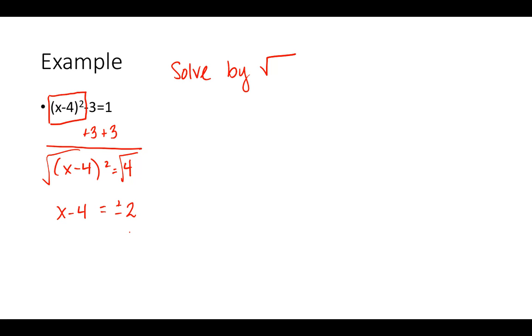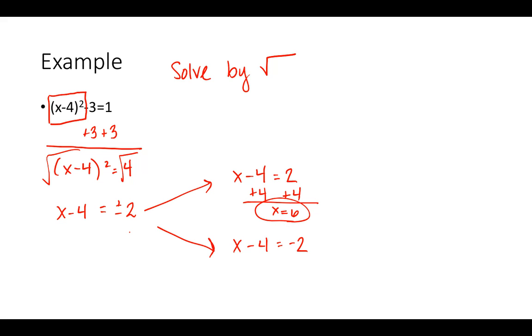Now when I get here, I am going to add 4 to both sides. But when I add 4 to plus or minus 2, that does not give me plus or minus 6. It doesn't give me plus or minus 2. I really want to split this into x minus 4 equals positive 2, and x minus 4 equals negative 2, because plus or minus 2 is really two different numbers. So here when I add 4, I get x equals 6. Here when I add 4, I get x equals 2.